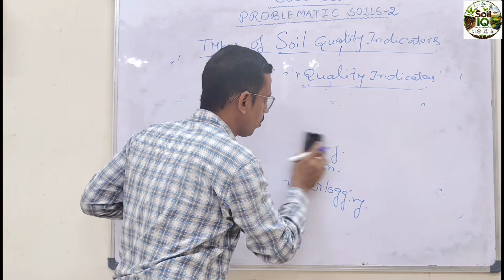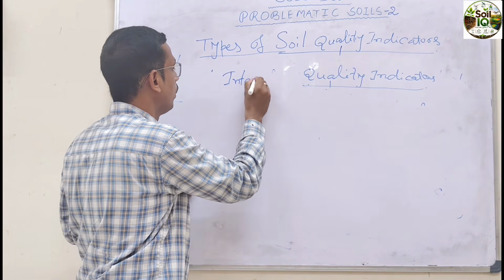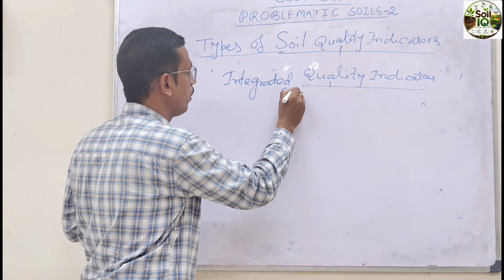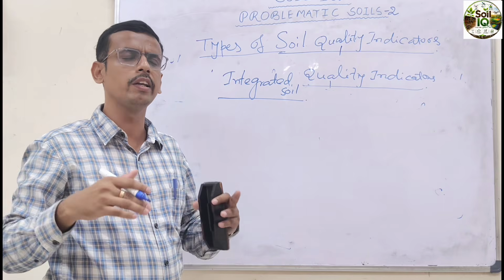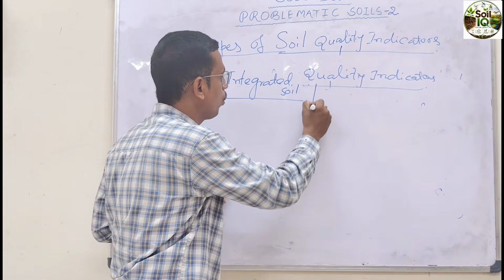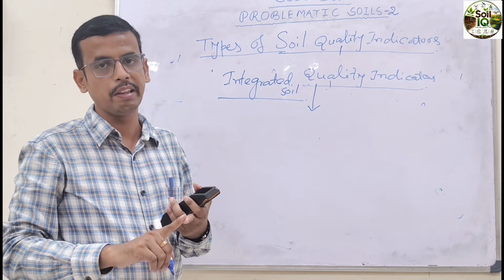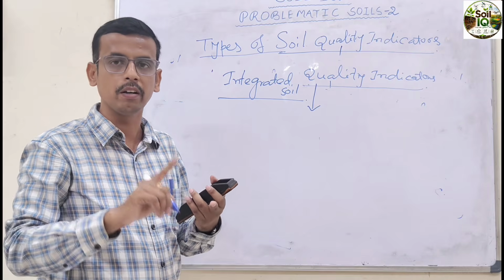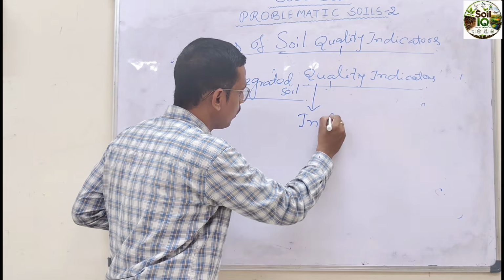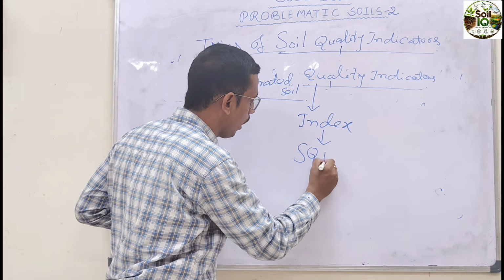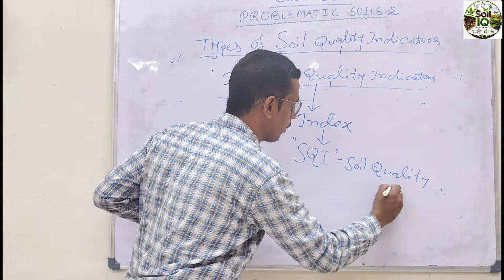Now I will tell one of the important things which is not generally discussed, that is the integrated soil quality indicator. I will not go into detail; in another class I will try to cover it. Integrated soil quality indicators integrate your physical, chemical and biological indicators, and sometimes also visual indicators, but basically they combine the physical, chemical and biological indicators through one index. This index is known as SQI, the soil quality index.